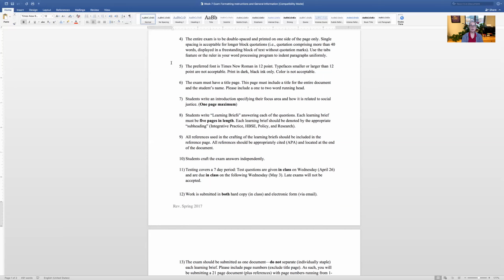Then you have each of the learning briefs, or the essays themselves. They're 5 pages in length, no more, no less. You do get penalized if you have substantially more or less than what's expected in an essay.